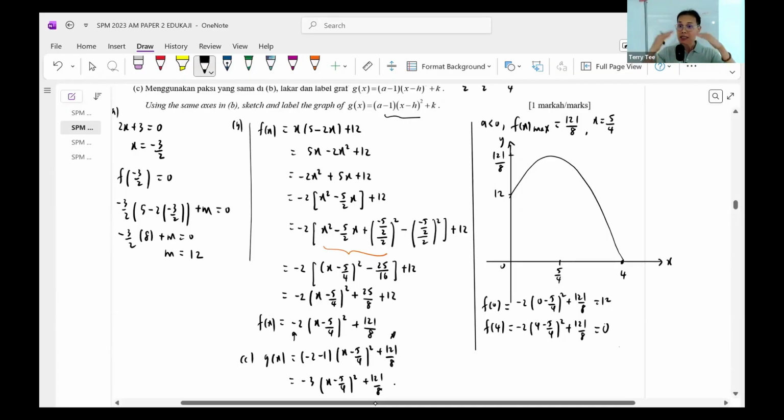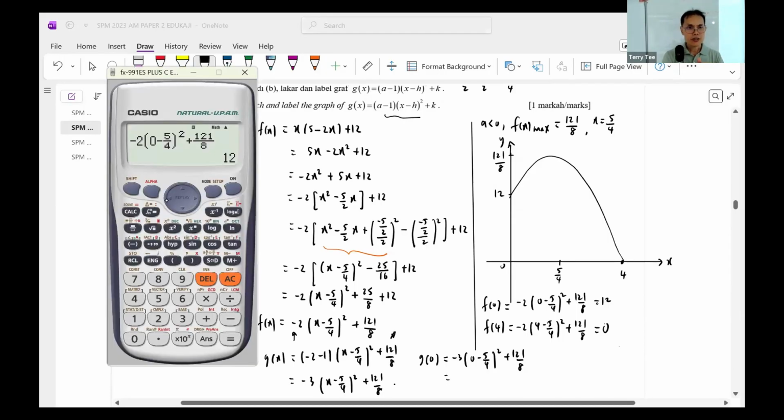What happened when your a is bigger? You make it sharper. Okay, but don't worry, you can use your calculator to validate. That means I put 0 inside. Guys, let me put 0 inside. This is negative 3. 0 minus 5 over 4 squared, 1 to 1 over 8. Can we simplify this? I'm going to use my calculator. Right, I change this to 3. It will be, okay, 167 over 16.